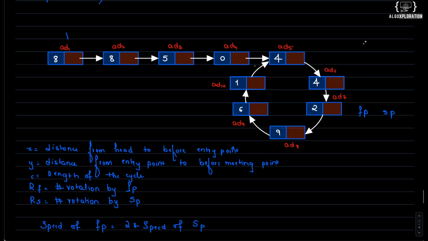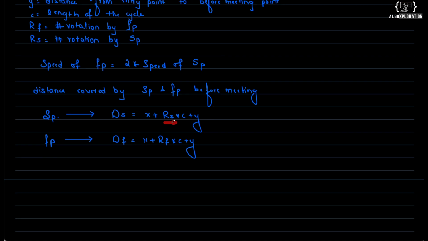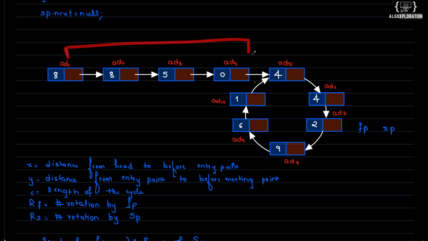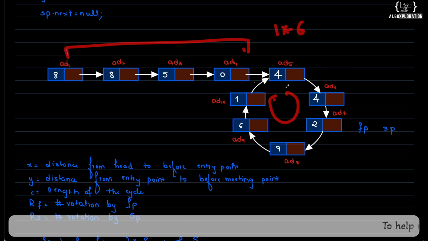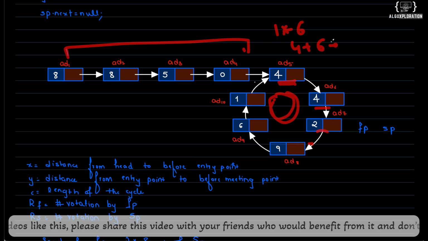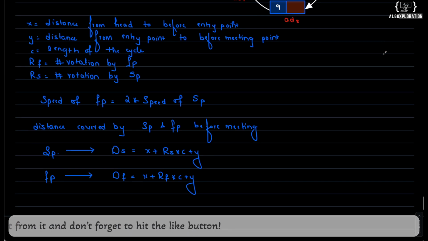The slow pointer didn't cover the whole cycle, right? So obviously the number of rotations, rs, will be 0, hence this whole value will be 0, hence x plus y. But if I take a look at the fast pointer, the x will be 4. Now the fast pointer has completed one round, so 1 into 6. How 6? Because the length of this cycle is 6. So 4 plus 6 plus this 2, so it will be 12. This is how I have calculated this.